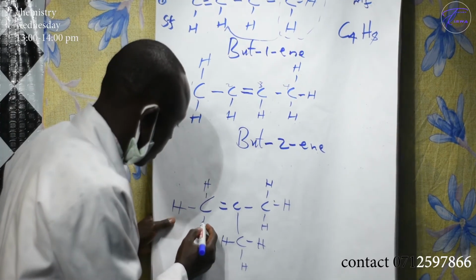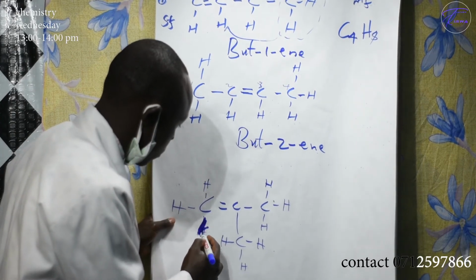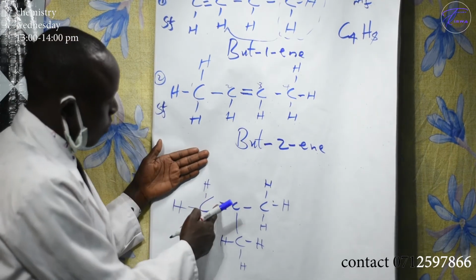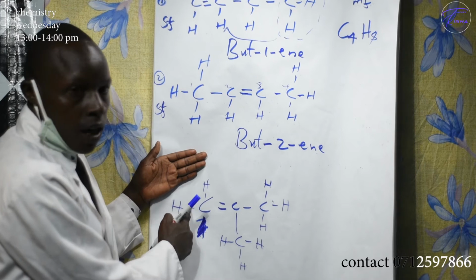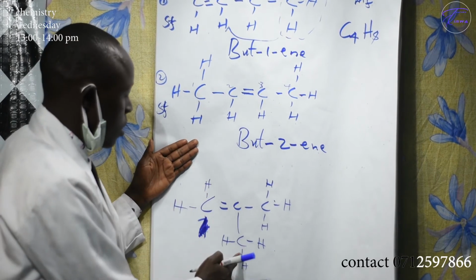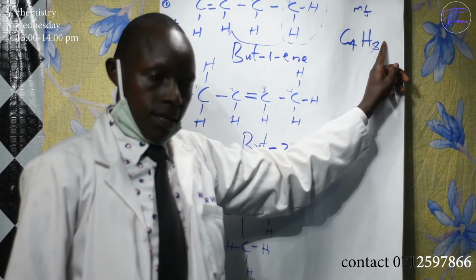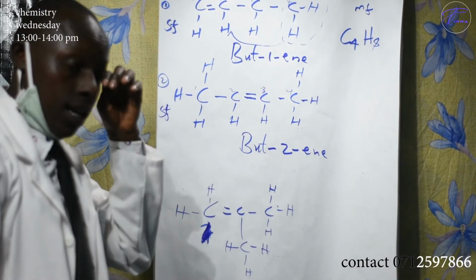Okay, we don't have one here. Sorry for that. For this carbon to be stable, we have 1, 2, 3, 4. So hydrogens are 1, 2, 3, 4, 5, 6, 7, 8. It is still C4H8. Now let us look at the name.